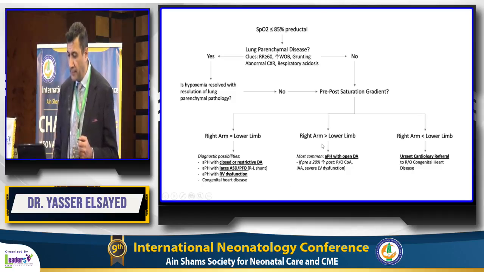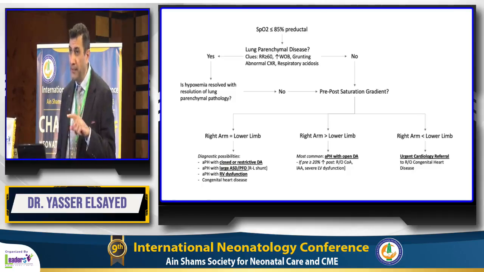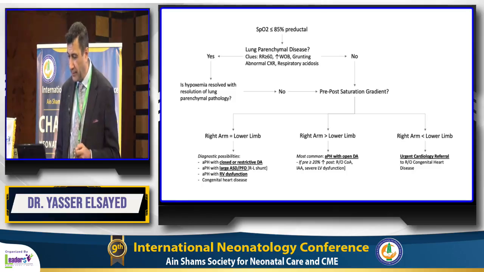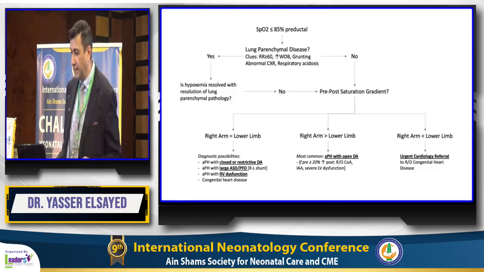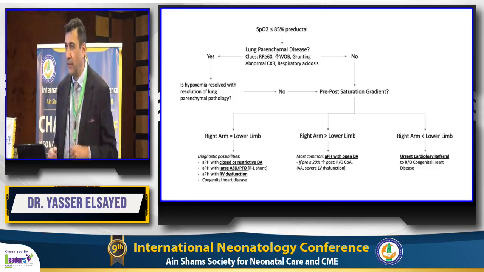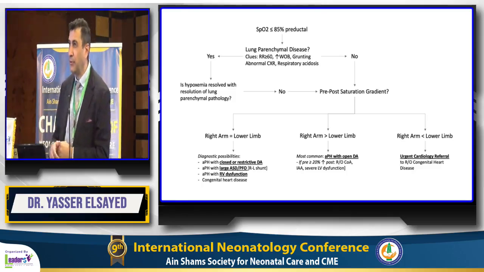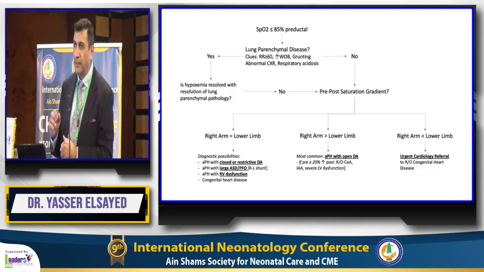If you have the right arm more than the lower limb, it could be pulmonary hypertension, or it could be coarctation of aorta. So you need to confirm that by echocardiography. If you have the opposite, the right arm less than the lower limb, you need urgent echocardiography, because it could be a transposition of great arteries with pulmonary hypertension.